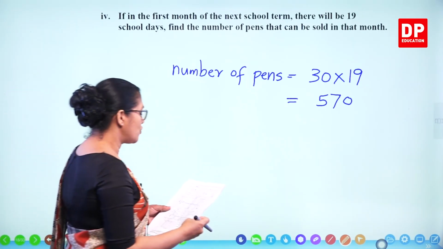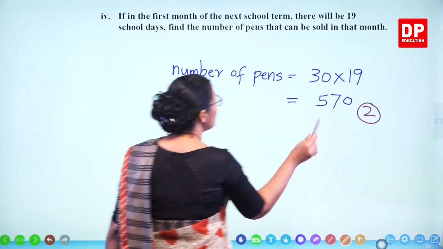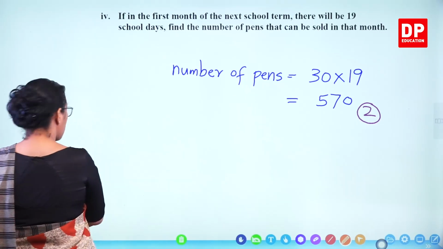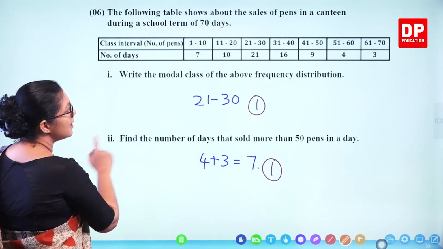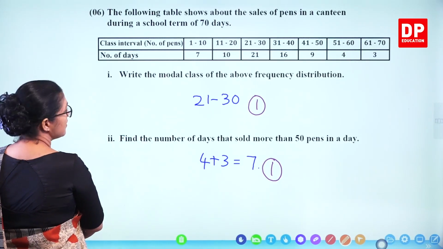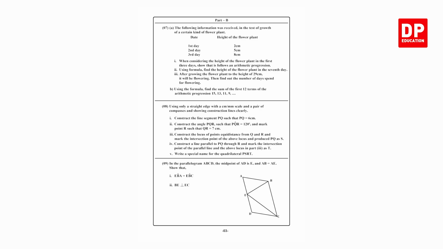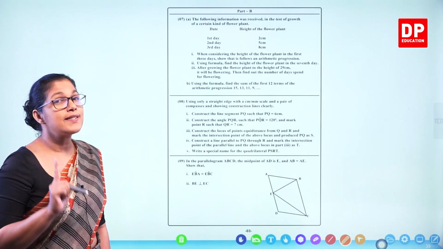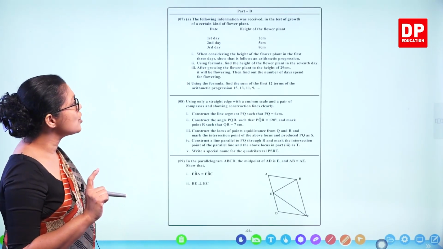So 2 marks, just 2 marks for that. So 2 marks here, earlier 6 marks, 8 and these two 10. So 10 marks for the whole question. Now we'll do part B. So part B again you get 6 questions but you have to answer only 5 questions.